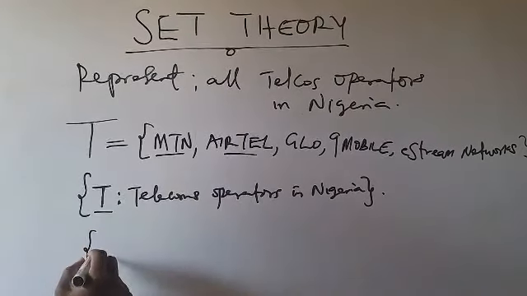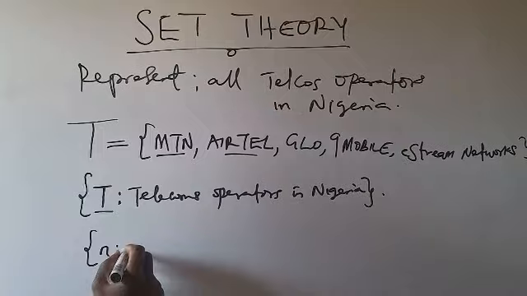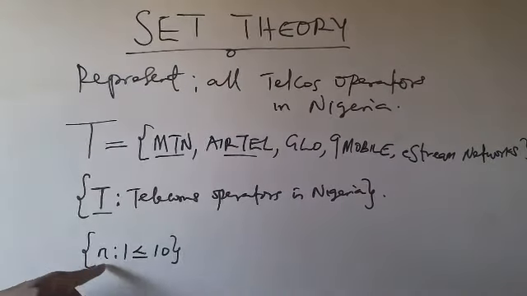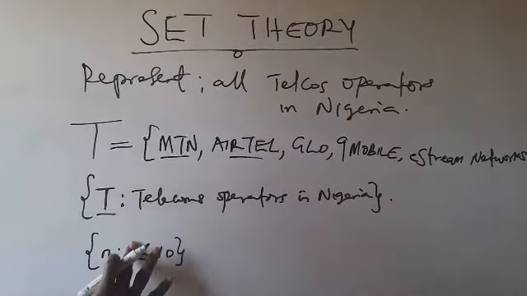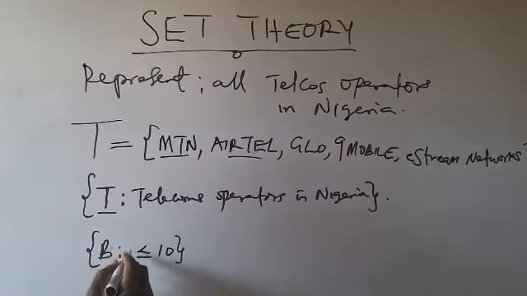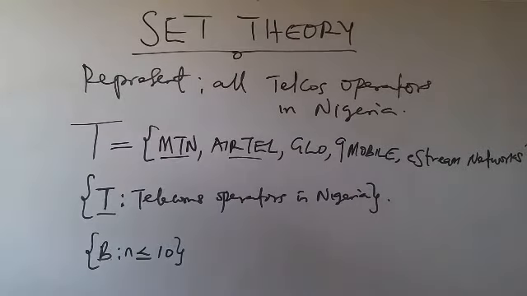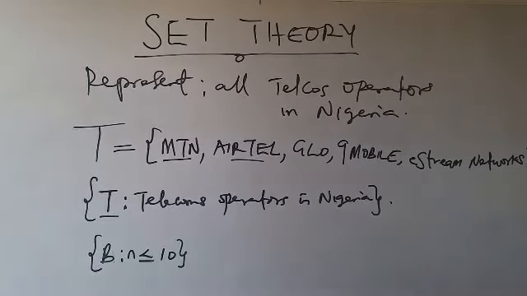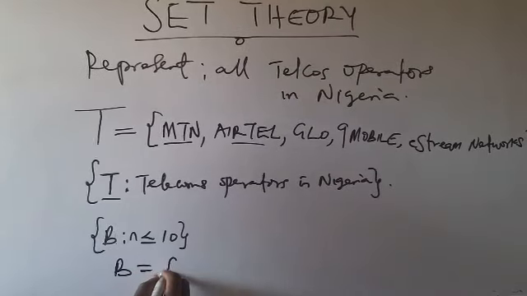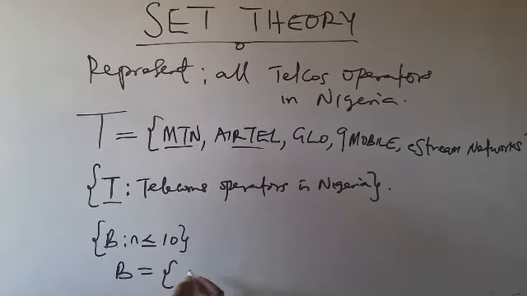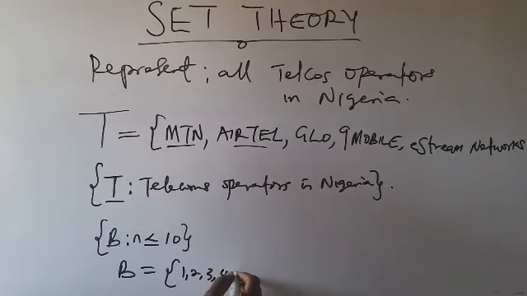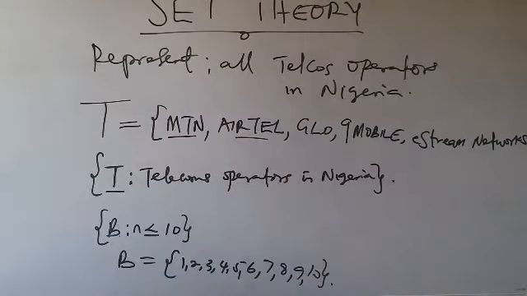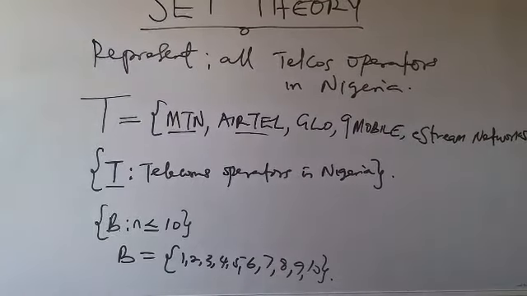So if I have something like this, it means a set of N, where N, so this is set B, that has membership that is less than or equal to 10. So we represent this as B is equal to numbers 1 to 10, less than or equal to 10, that means 10 inclusive: 1, 2, 3, 4, 5, 6, 7, 8, 9, 10. So basically, that is what a set is all about, and this is how you represent a set.